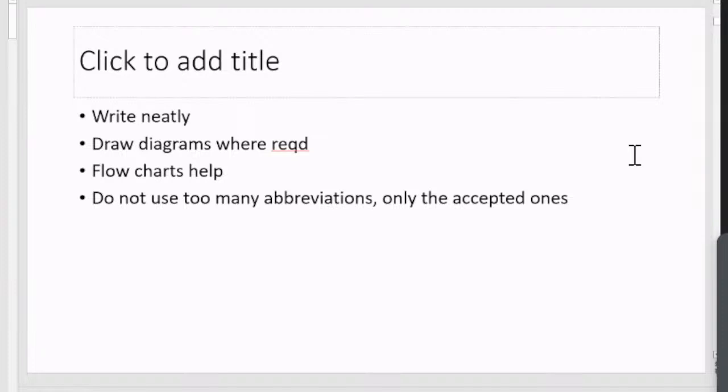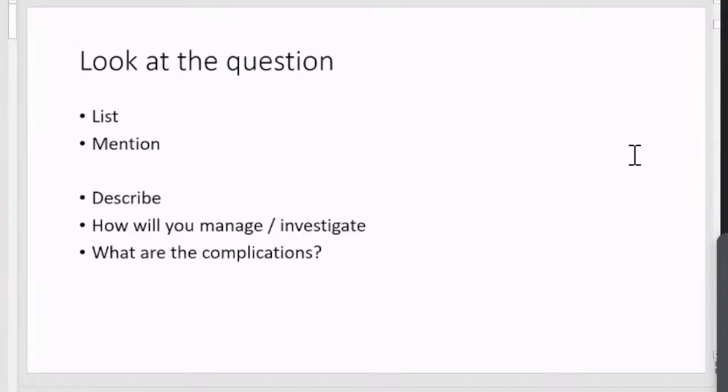So after this short introduction, let's look at how to answer these questions. You have to look at the question and see how many marks are allotted to it. Now, your 15 mark essay mostly will come with 4 or 5 stems. Each stem will have a mark allotted.